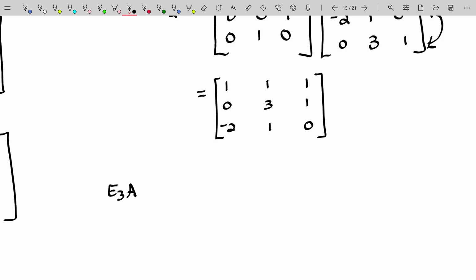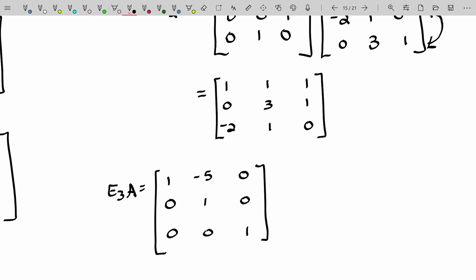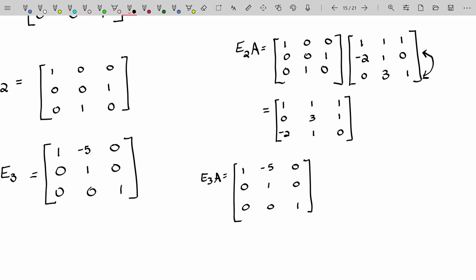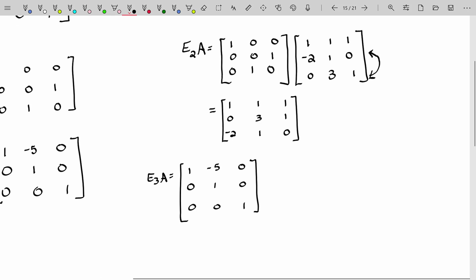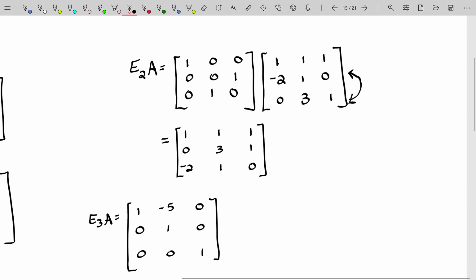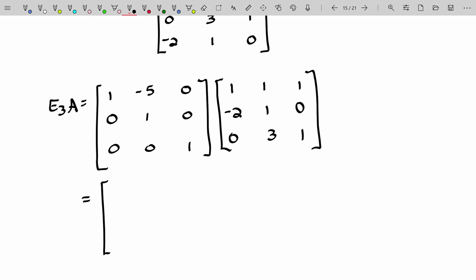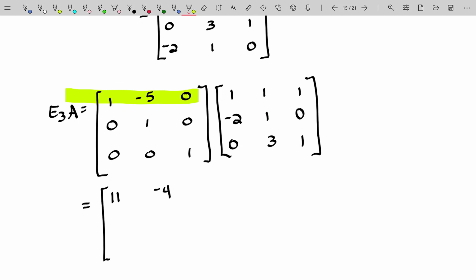E3 times A. Well, E3 was this. It was born out of multiplying row 2 by negative 5 and adding it to row 1. And then we apply that to the matrix A. And let's see what we get. The dot product of row 1 and column 1, that'll be 1 plus 10 plus 0, or in other words, 11. The dot product of row 1, column 2, well, that'll be 1 minus 5, which is a negative 4 plus 0. And finally, the dot product of row 1 and column 3, that'll be 1 plus 0 plus 0.